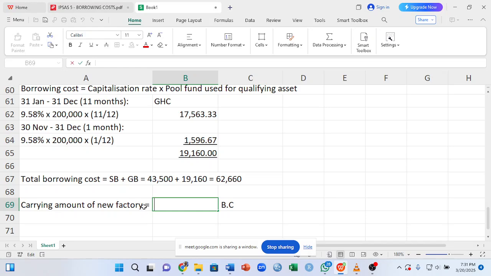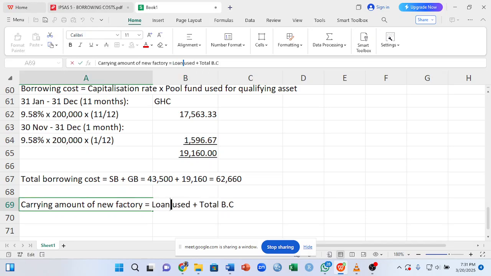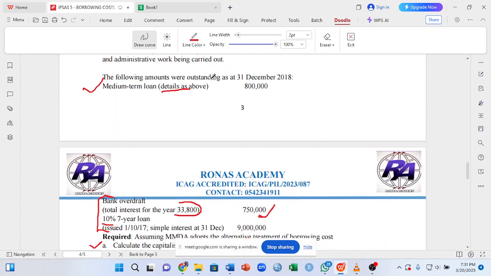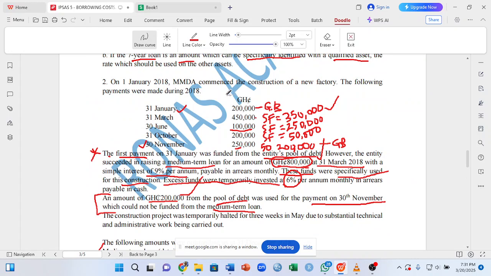So let's continue. The total loan used. We need to calculate the total loan used. What's the total loan used? We'll add all these together. This will give us the total loan used. So someone should add everything for us. So add all this.